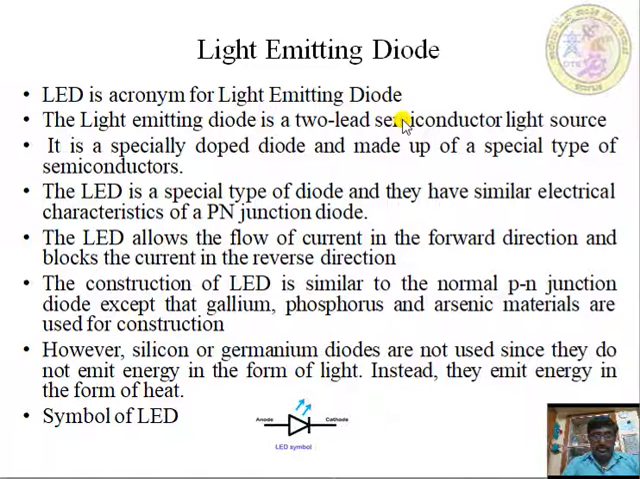The construction of LED is similar to the normal PN junction diode, except that gallium, phosphorus and arsenic materials are used for construction. However, silicon and germanium diodes are not used since they do not emit energy in the form of light. Instead, they emit energy in the form of heat. This is the symbol of LED. In a photodiode the radiations go inside, and in an LED the radiations go outside. Silicon and germanium emit energy in the form of heat, but gallium, phosphorus and arsenic materials emit energy in the form of light.